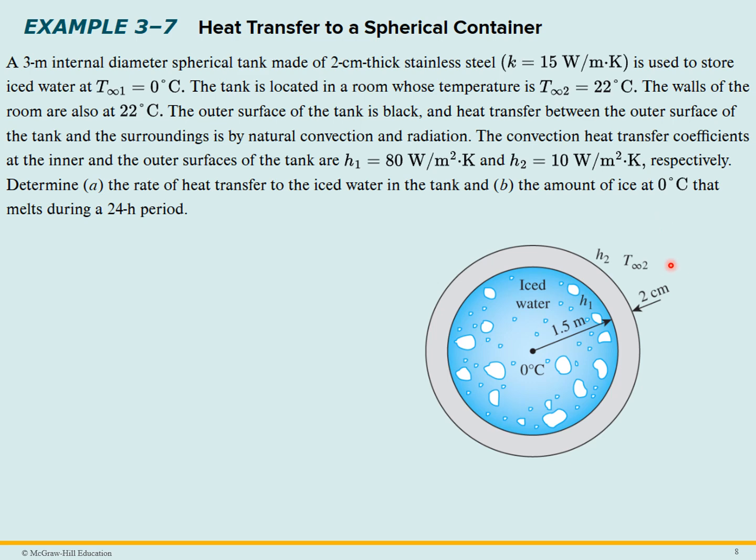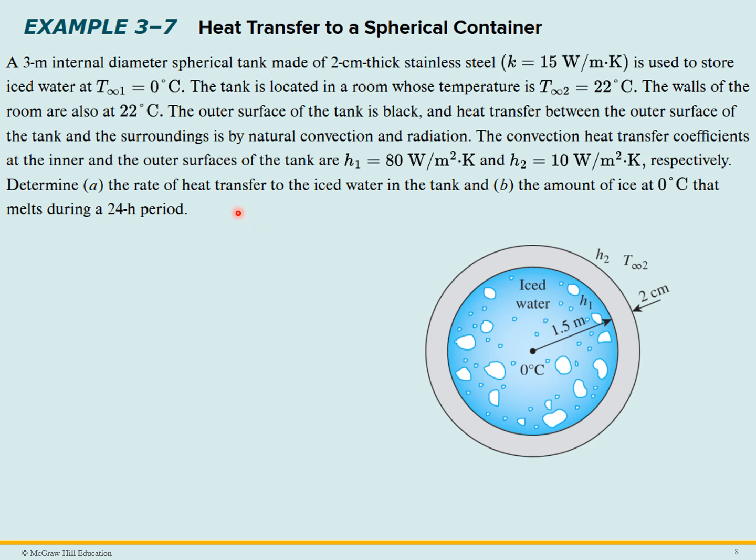The walls of the room are also at 22 degrees C. The outer surface of the tank is black, and so that's going to become important when we look at the radiation from the outer surface. And the heat transfer between the outer surface of the tank and the surroundings is by natural convection and radiation. So that's where we have to take both of these into account. The convection heat transfer coefficients at the inner and outer surfaces of the tank, here on the inner surface and the outer surface, are known to us.